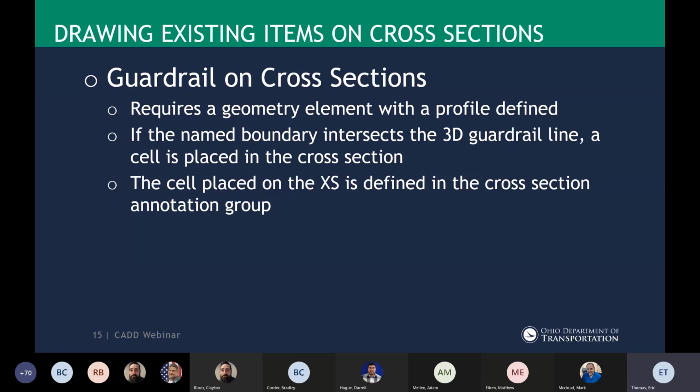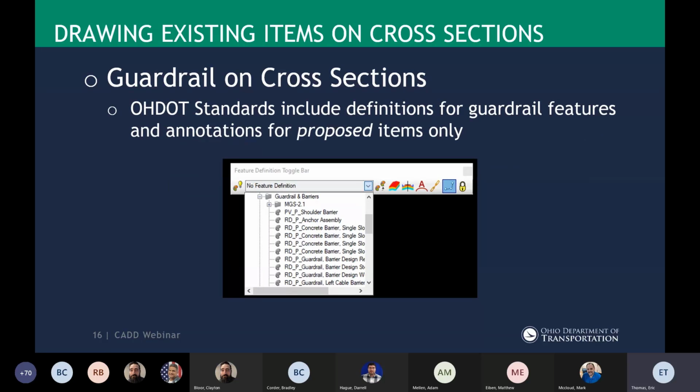So I had the annotation groups open earlier, and there are some guardrail items defined in the annotation groups. You'll notice the same with our feature definitions. In our standards, we have feature definitions for the proposed guardrail, but we don't have feature definitions defined for existing guardrail. They are defined as survey definitions, but not as geometry, just linear points that could be used. So in this current release, I can't really automate the placement of existing guardrail if you needed to do that.